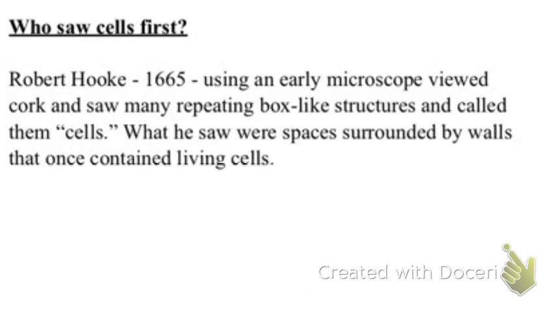What he saw were spaces surrounded by walls that once contained living cells. Plant cells have a special thing called a cell wall that helps them retain their shape. Even when the cells die, the cell wall remains. So he was looking at dead plant cells that still had a cell wall. This is basically what he saw: a whole host of cubes all stacked next to each other.